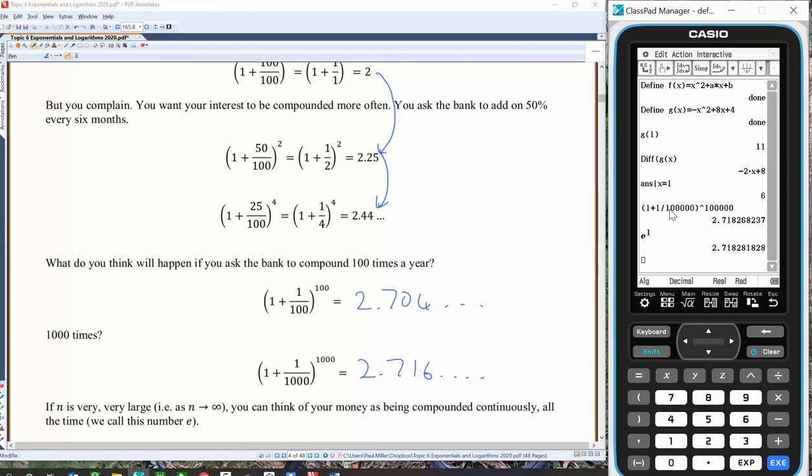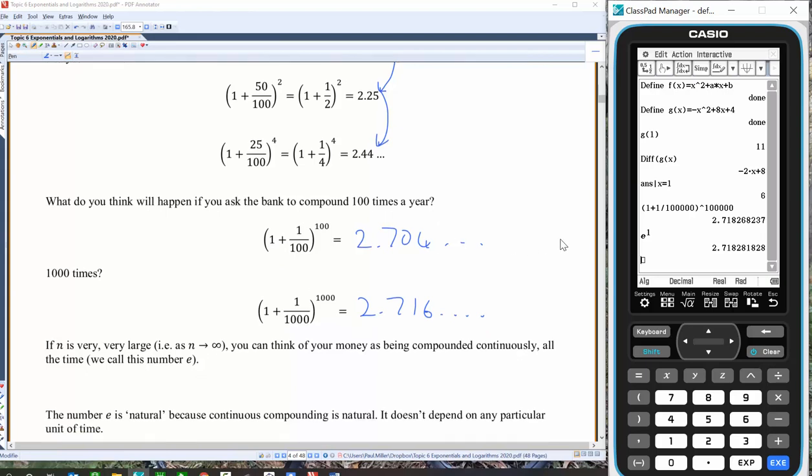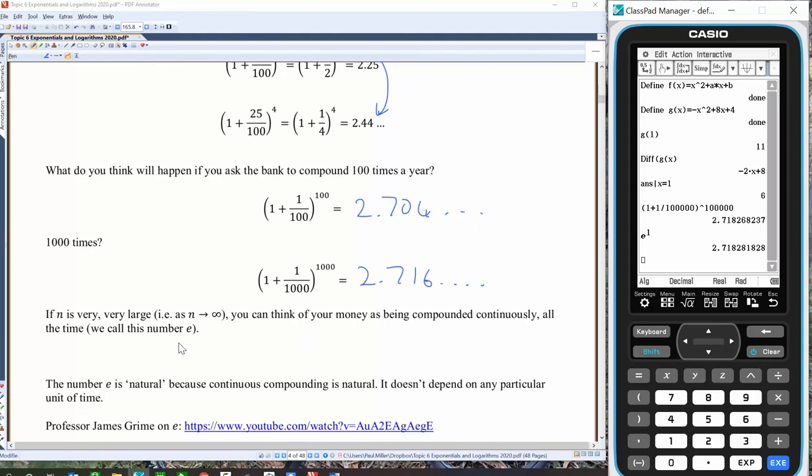It's by using this. And what we let happen is n, or this value here, the 1,000, approaches infinity. So we make that indefinitely large. And what we say here is that you can think of your money as being compounded continuously, always, indefinitely, infinitely, okay? And we say that this is a natural number because continuous compounding is natural. It doesn't depend on any particular unit of time.